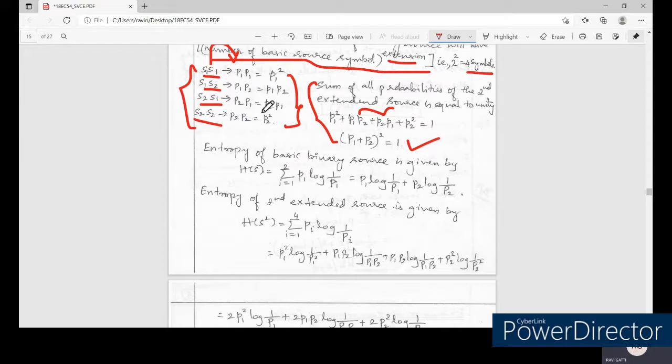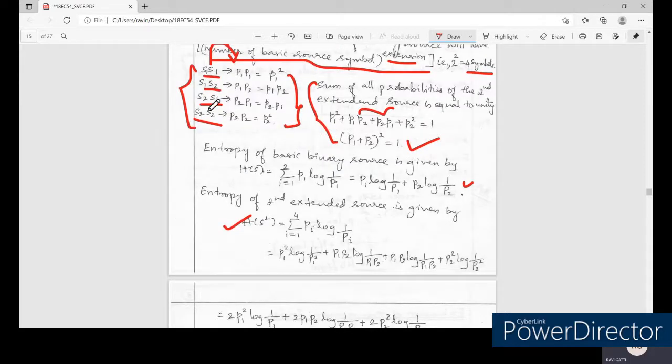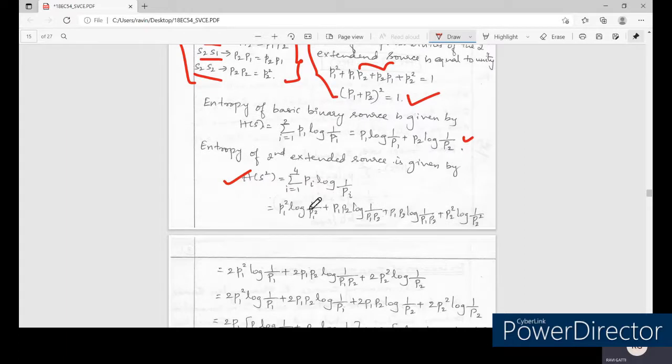information conveyed by these messages. Therefore H of S is nothing but the sum over i equal to 1 to 2 of pi log 1 by pi, that is the source entropy of the original source, and for the second extension, i is equal to 1 to 4, because we have 4 symbols with their probability values. If I substitute this: P1 square log 1 by P1 square plus P1 P2 log 1 by P1 P2 plus P2 P1 log 1 by P2 P1 plus P2 square log 1 by P2 square.